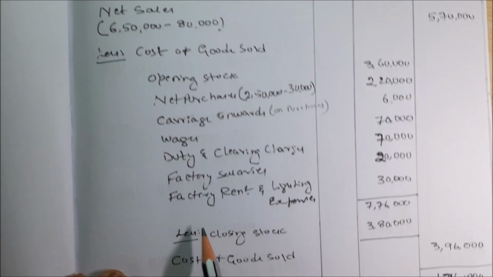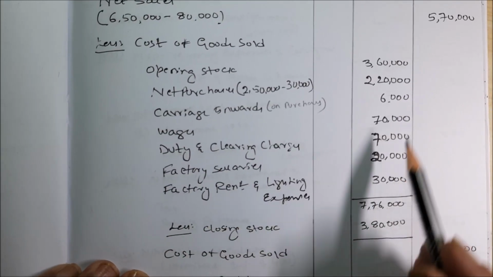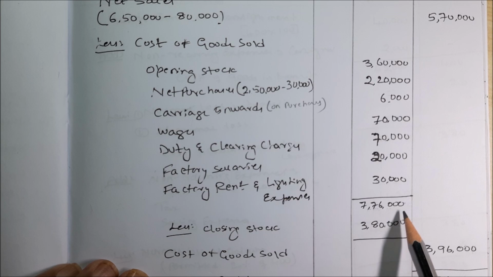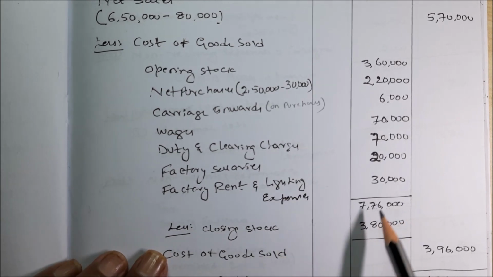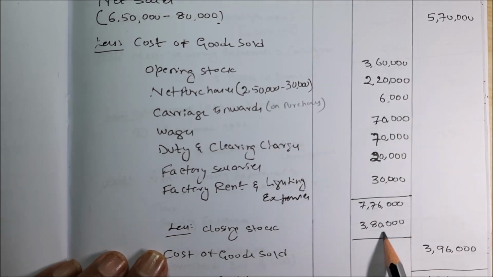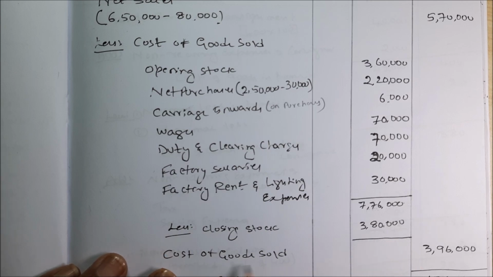So factory salaries, factory rent and lighting expenses 30,000. So all this comes to how much? 7,70,000. But you have a closing stock. Out of this, closing stock is how much? 3,80,000 minus. Then the cost of goods sold is how much?